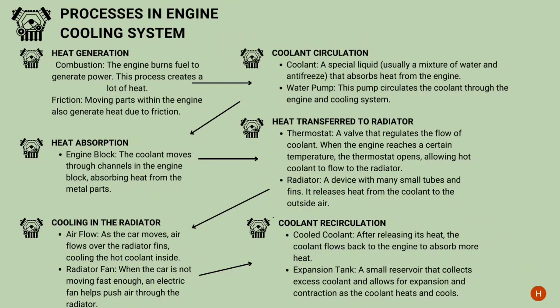In this slide, I will talk about the processes in the engine cooling system, which is how we can maintain the temperature of the engine to keep it from overheating. They are divided into six steps. First, heat generation. Second, coolant circulation, heat absorption, heat transferred to the radiator, cooling in the radiator, and coolant recirculation. In heat generation, there are two processes, combustion and friction.